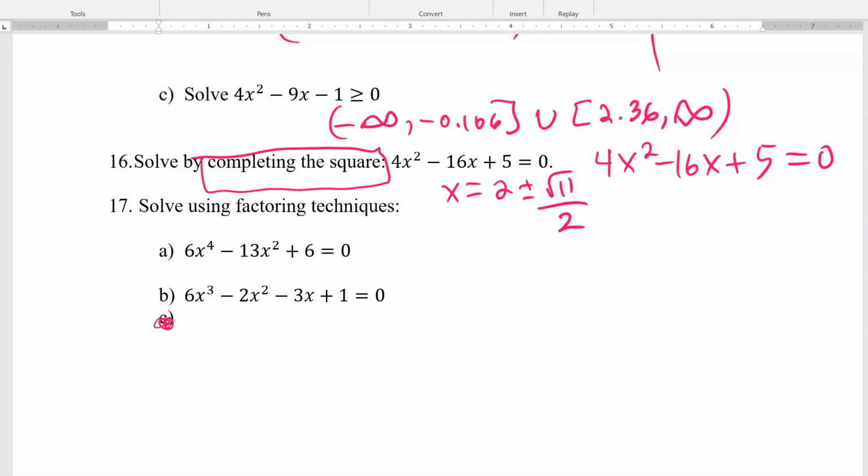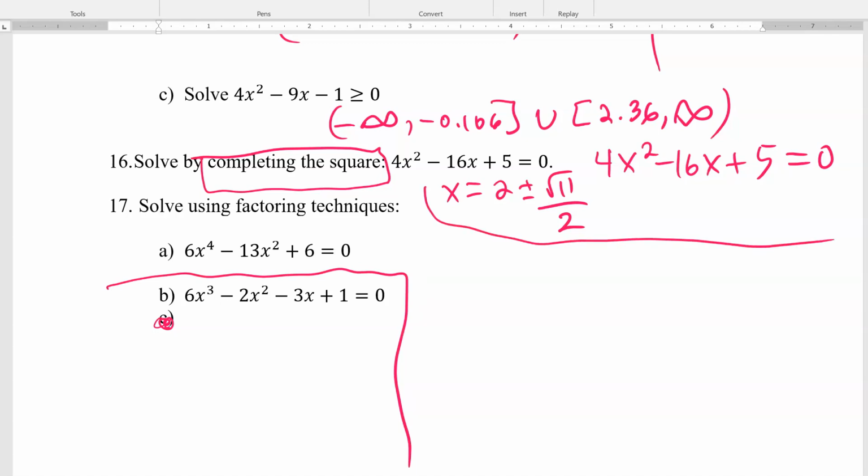Solve using factoring techniques. This we did talk about. I did just put a couple more examples. So this first one would be an AC. 6 times 6. Create some space here. So 6 times 6 would be 36. Factors of 36 that make a 13. 1 and 36. 2 and 18.